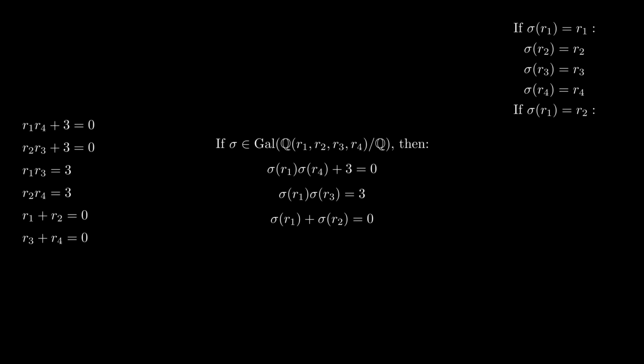Then again, wherever R2 goes, it's the negative of where R1 goes. So then R1 and R2 must just switch places. And then where R3 goes must multiply with R2 to give 3, so R3 goes to R4, and R4 goes to R3. Okay, so it kind of seems like there's only one Galois element for wherever R1 goes, since these redundancies force where R2, R3, and R4 go. We can just watch the autopilot for the others.